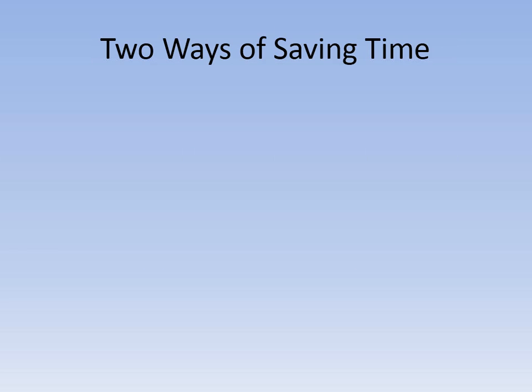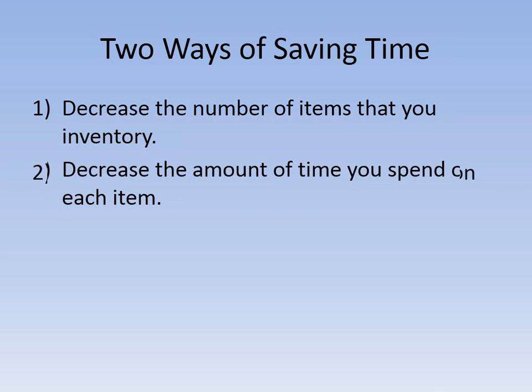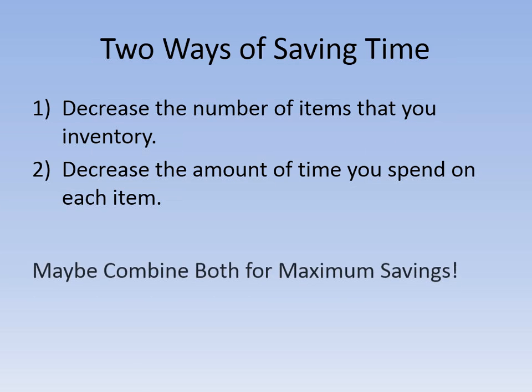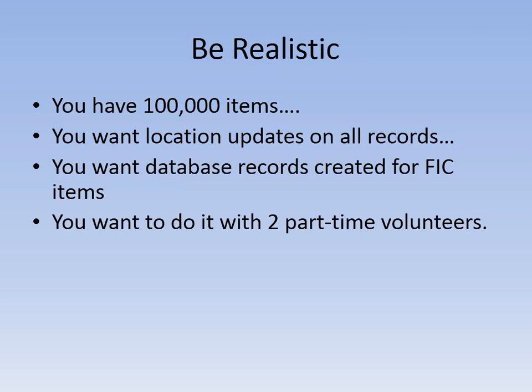All right, next slide. So there's really two ways of saving time with our inventory. One is to decrease the number of items that you inventory, and you might be able to do this by doing inventories less often. Maybe instead of the entire collection every year, 1/3 of the collection every 3 years would do the job. The other way is to decrease the amount of time you spend on each item. That's mostly what this webinar is about, trying to streamline the process. Combining both is going to give you the maximum savings of time.